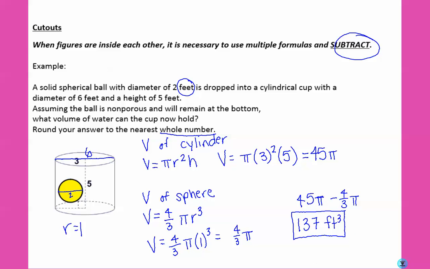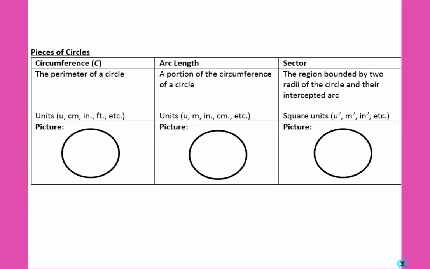So let's move on to our pieces of circles. Important things about circles: we have the circumference of a circle, which is just a fancy word for the perimeter of the circle. That would go all the way around the circle.